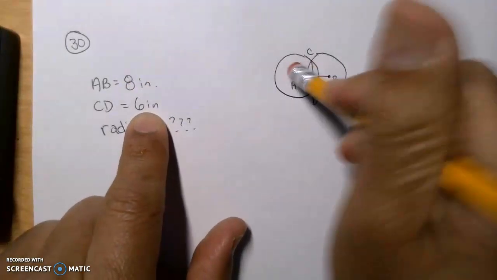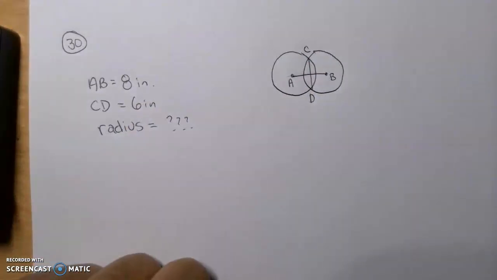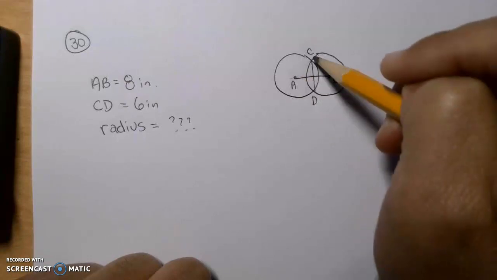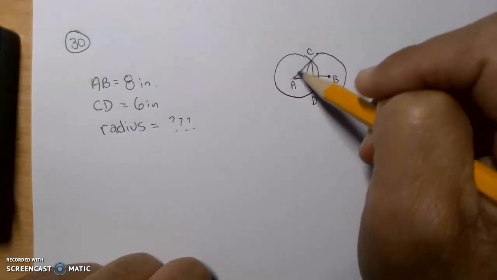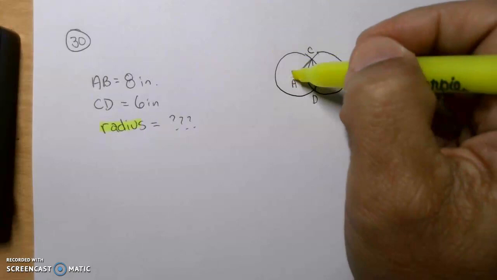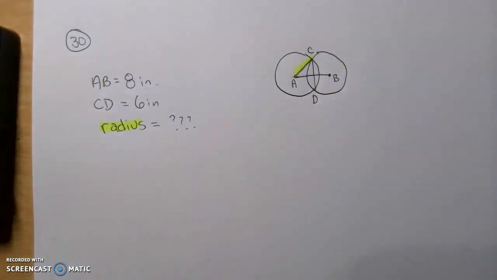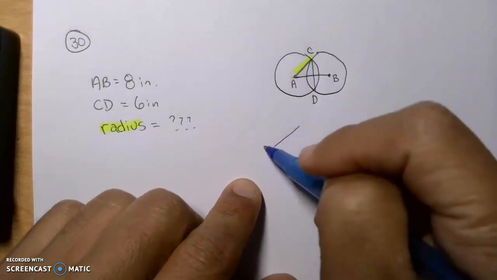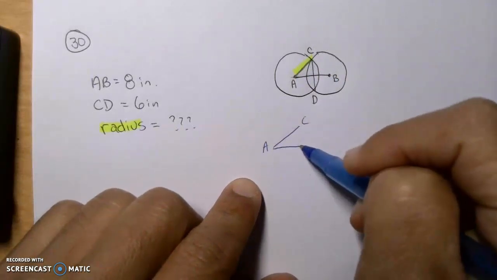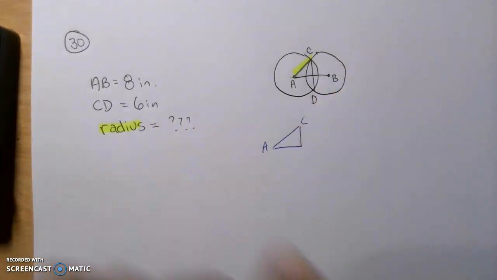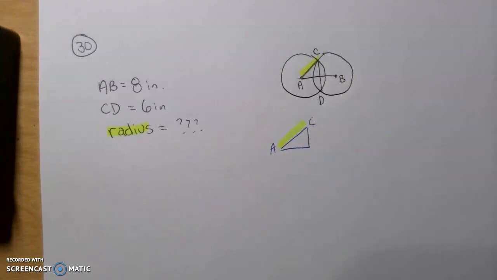That's actually not the radius that we're going to be trying to solve for. The radius we want is going to be here, A to C. I'm going to connect A to C there. That will be the radius we're going to try to figure out. So you want to draw this yellow radius here. And if you notice, I'm going to pull out this triangle here. There's A, there's C. This is what we're going to try to figure out, the radius in yellow.